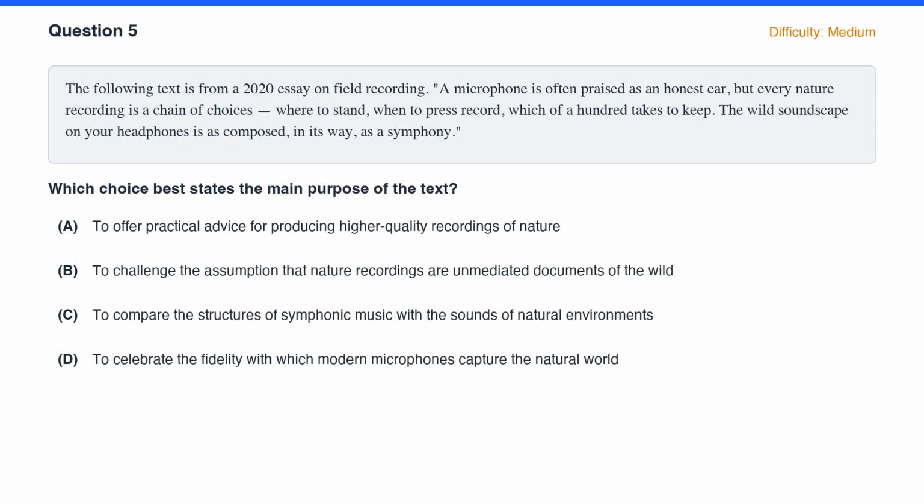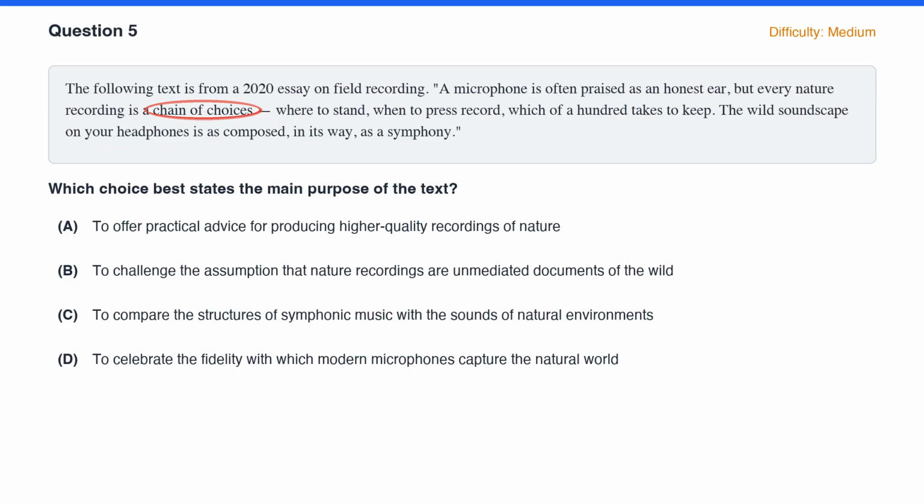Main purpose questions ask what the whole text is doing, not one stray detail. Watch the move here. The writer first praises the microphone as an honest ear, then pivots. Every nature recording is a chain of choices as composed as a symphony. So the real point is that these recordings aren't pure reality.